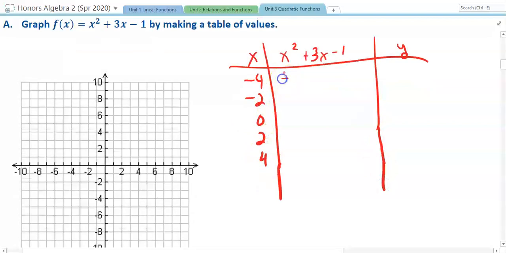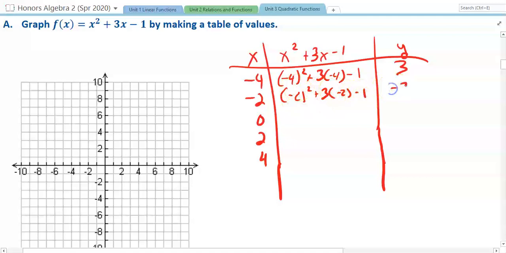So as we plug in -4, -4 squared is 16, plus 3 times -4, that's -12, so that's going to give us a +4. Minus 1 gives us +3. And so -2 squared plus 3 times -2 minus 1, so that's 4, and minus 6 is going to be -2, and that's -3. Plug in 0, so 0 squared plus 3 times 0, all that's 0, so minus 1 gives us -1.